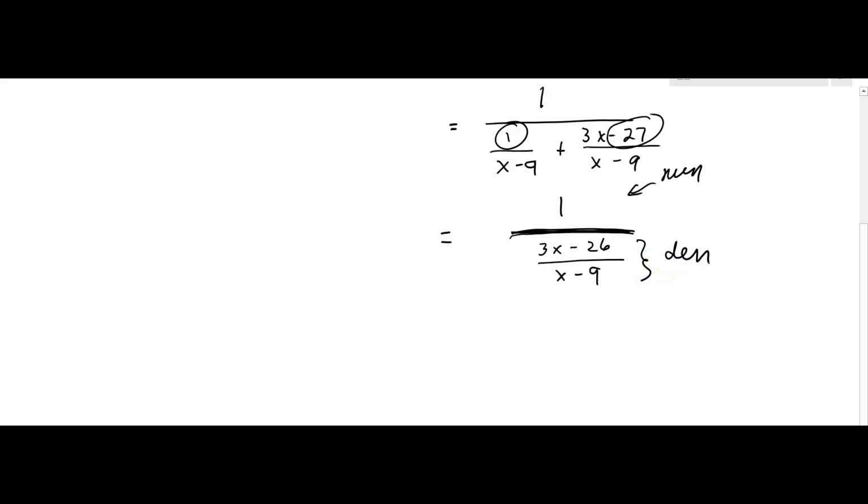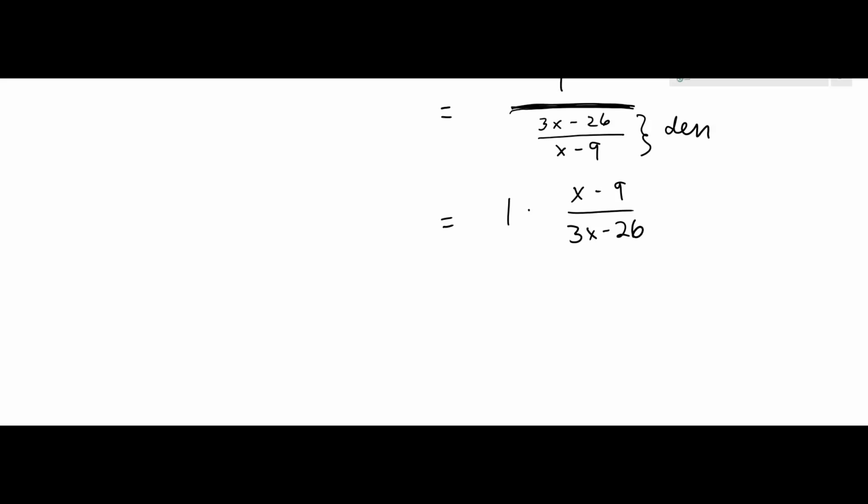Okay, how do we simplify that? We're just going to invert and multiply, multiply by the reciprocal. So this is just going to equal 1 times x minus 9 over 3x minus 26. We don't need the 1, so we'll just put x minus 9 over 3x minus 26.